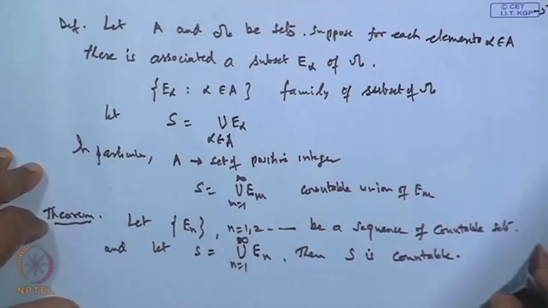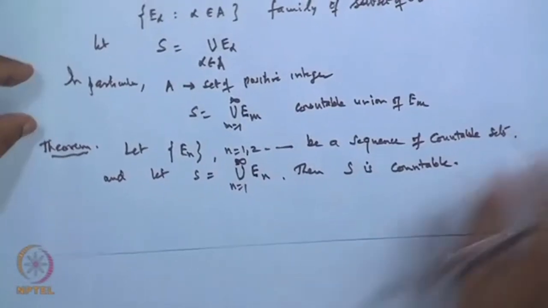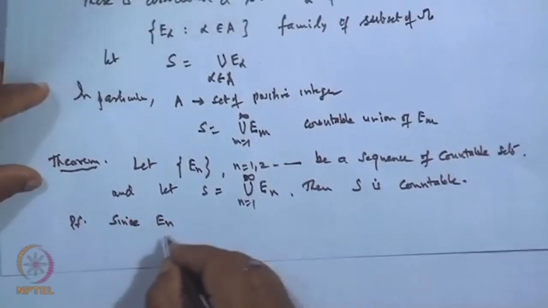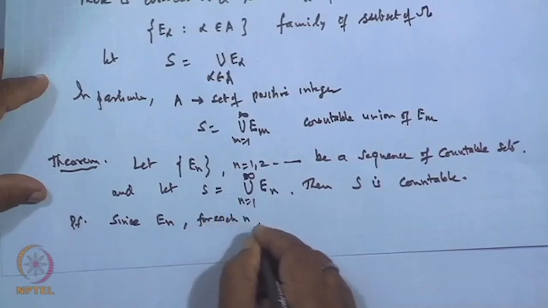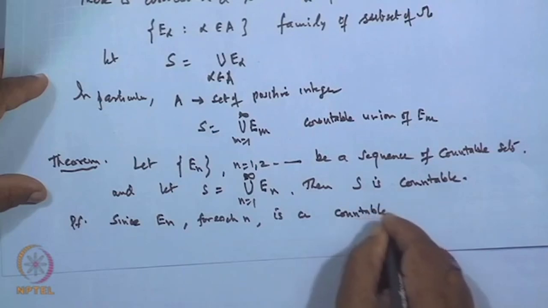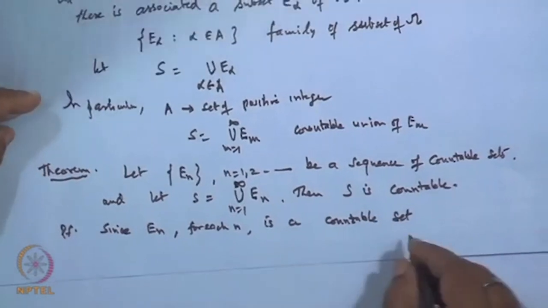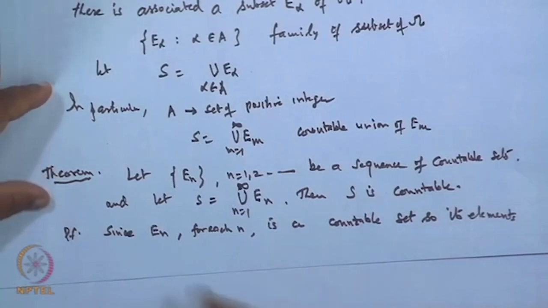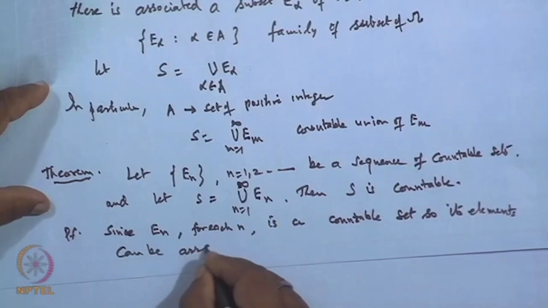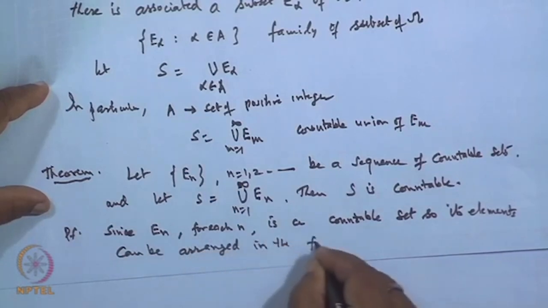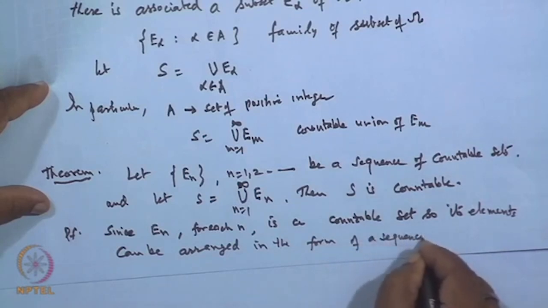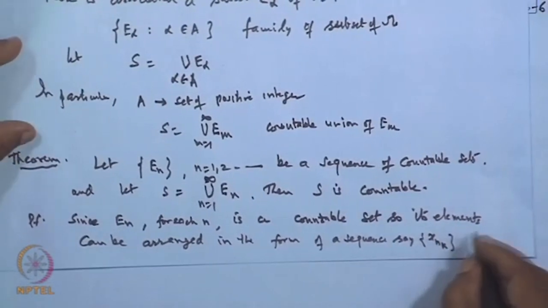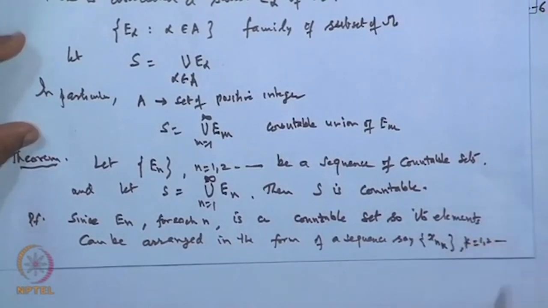Okay. Now, what is E n? E n's are given to be countable. So, they can be arranged in the form of a sequence. So, the proof is: since E n for each n is a countable set, its elements can be arranged in the form of a sequence, say x n k, where k is 1, 2, 3 and so on.